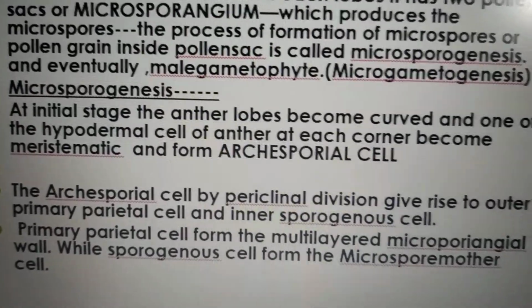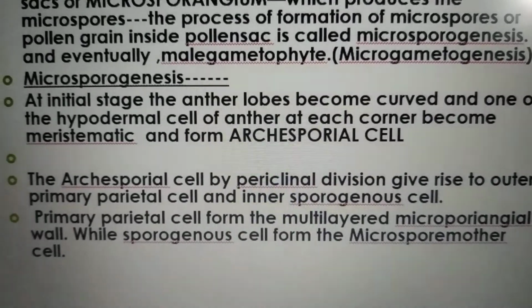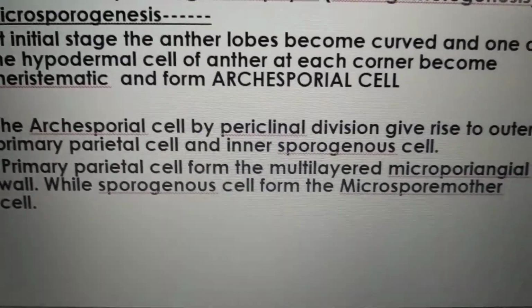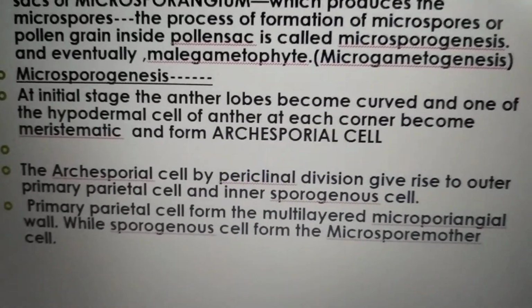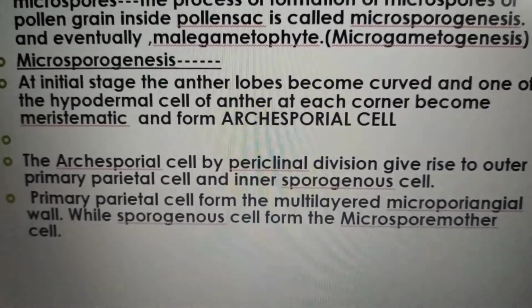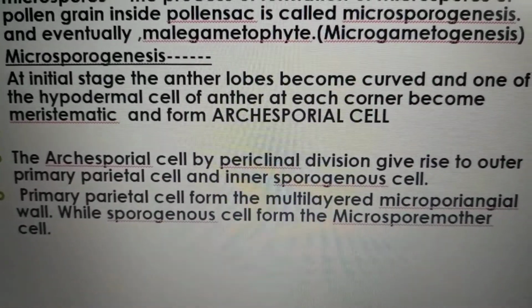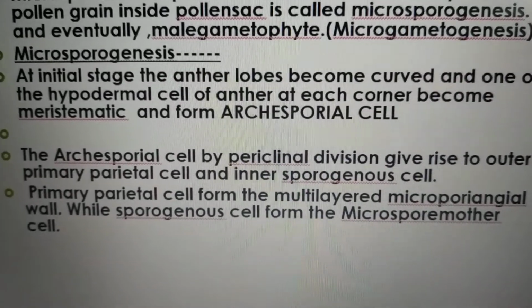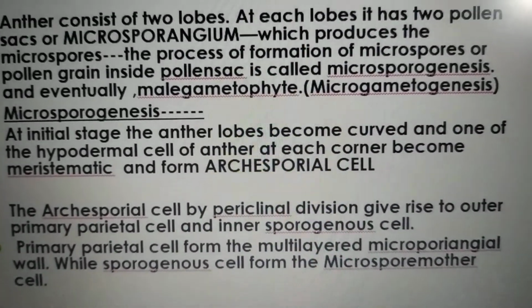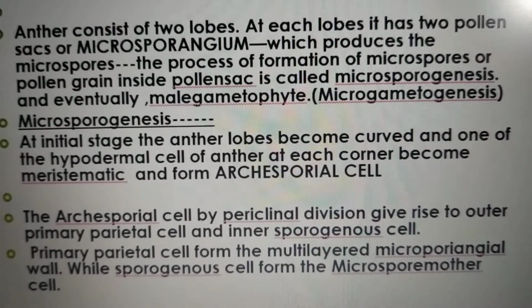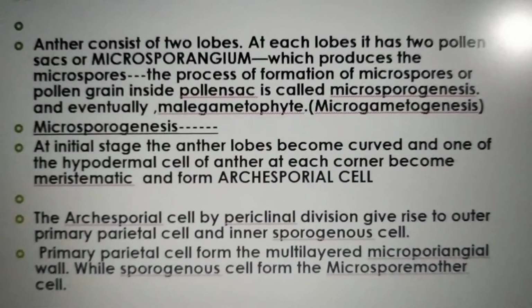and form archisporial cell. So what is archisporial cell? At the initial stage, at each side of the corner, one hypodermal cell becomes meristematic, and it is called archisporial cell. The archisporial cell by periclinal division gives rise to the outer primary parietal cell and the inner sporogenous cell. Primary parietal cell forms the multi-layered microsporangial wall, while sporogenous cell forms the microspore mother cell.